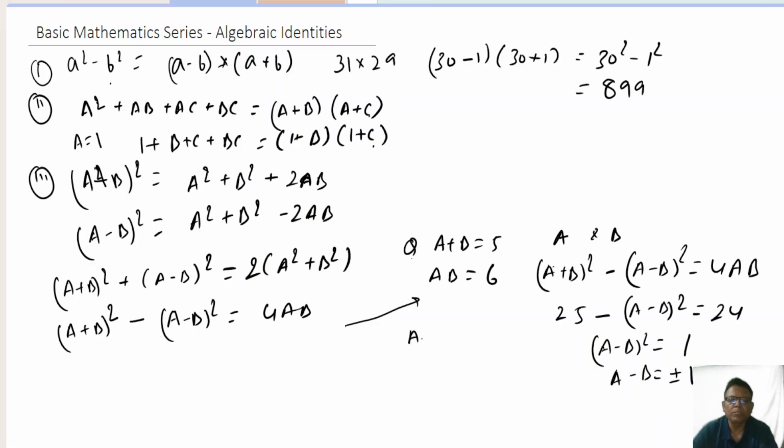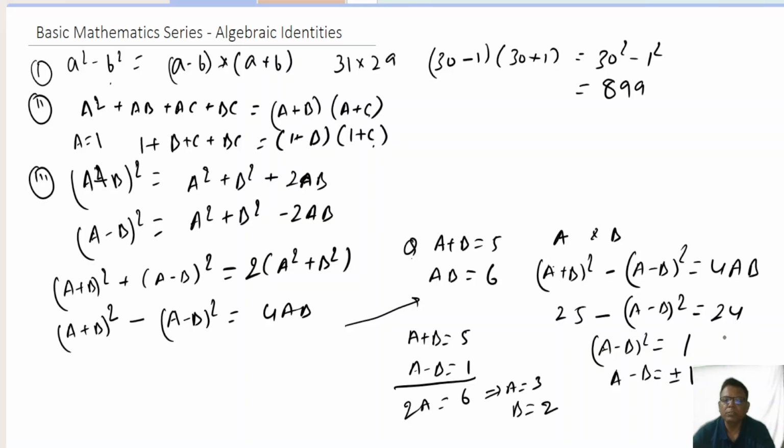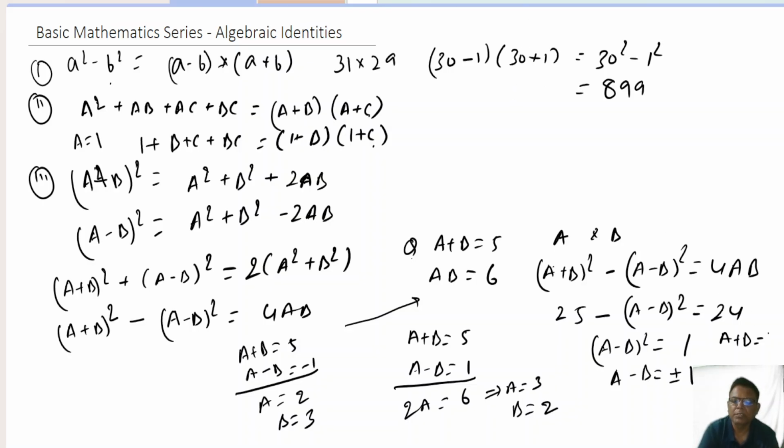Now use both simultaneous equations, a plus b is 5 and a minus b is equal to 1. Then 2a is equal to 6 and a is equal to 3 and b is equal to 2. Now suppose a plus b is equal to 5 and a minus b is equal to minus 1. Then you calculate, a will be 2 and b will be 3. So this way you can utilize it.